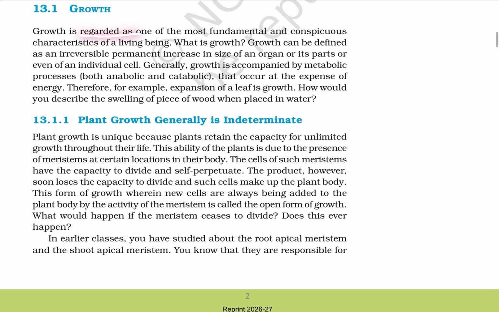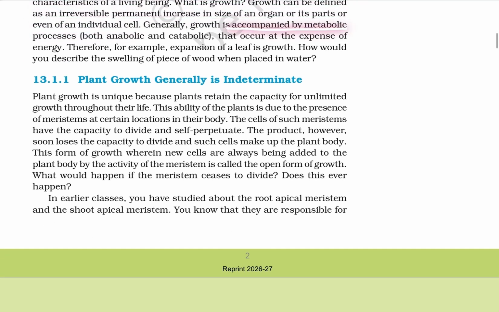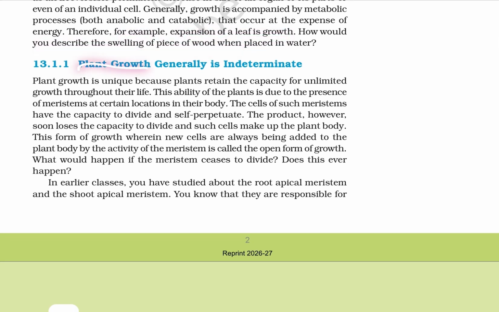Growth is regarded as one of the most fundamental and conspicuous characteristics of a living being. What is growth? Growth can be defined as an irreversible permanent increase in size of an organ or its parts or even of individual cells. Generally, growth is accompanied by metabolic processes, both anabolic and catabolic, that occur at the expense of energy. For example, expansion of a leaf is growth. How would you describe the swelling of a piece of wood when you place it in water?